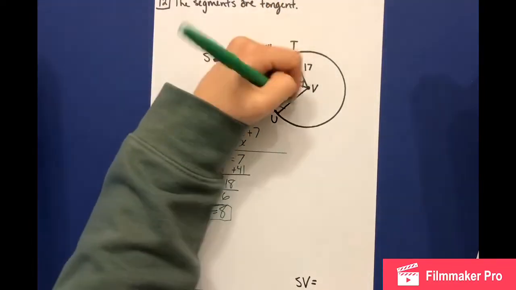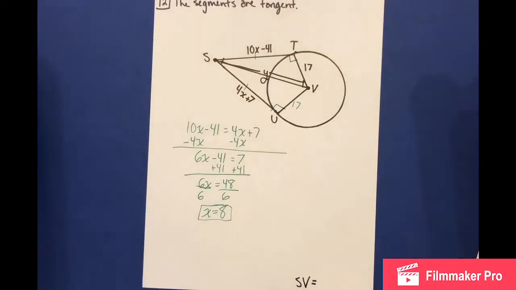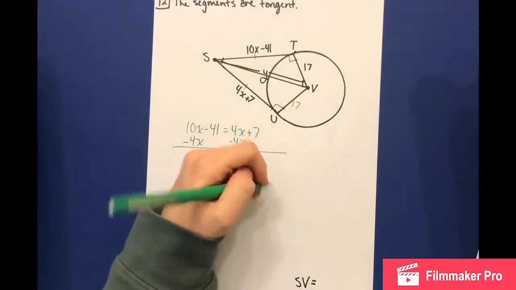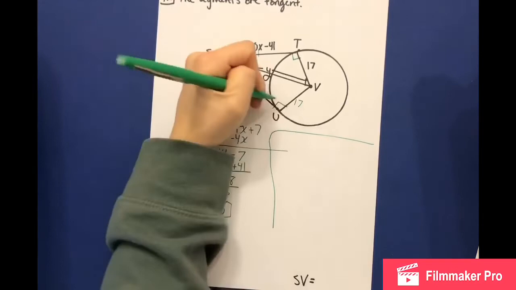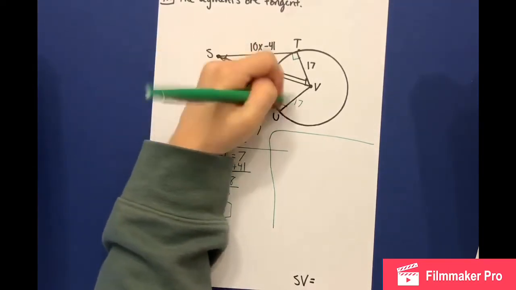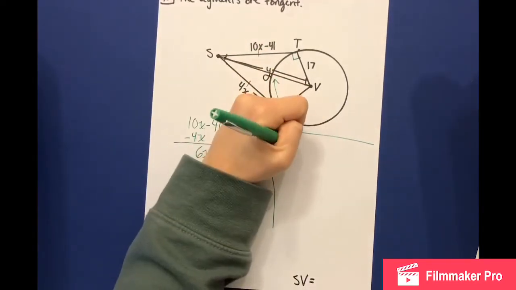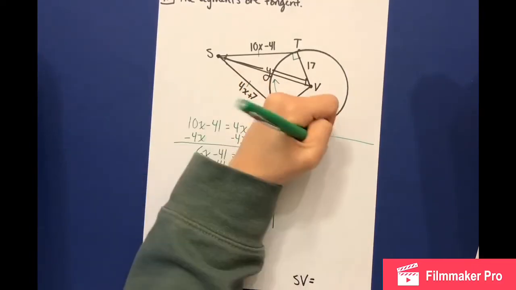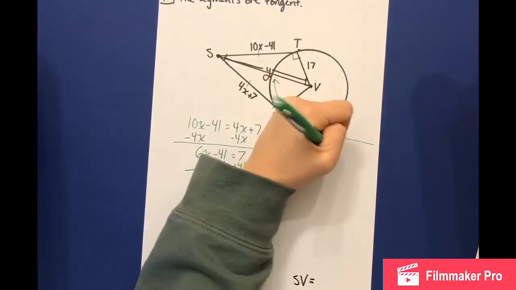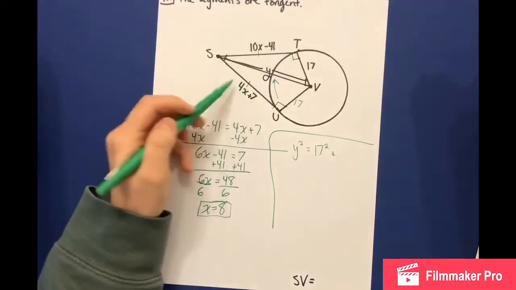I have this is 17. I also know this is 17. What I'm going to end up doing is I actually just have to use the Pythagorean theorem to solve for my SV, which is what I actually want. We're leaving it as y. So I might use this right triangle down here. I get y squared equals 17 squared plus, well, I don't know this length yet.